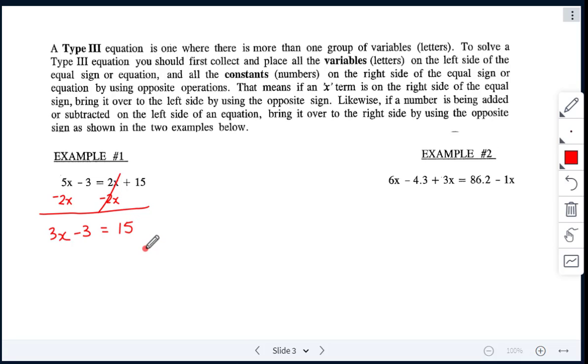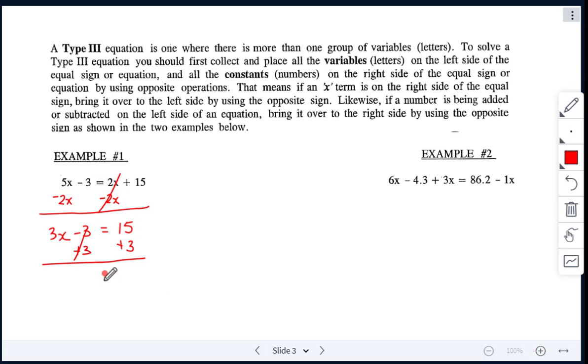Now it looks like a type 2 equation, which we just focused on last class. All right, so now we're going to solve this like a type 2 equation. So we're going to do any addition subtraction first. So we're going to take this minus 3. The opposite of that is adding 3. So we're going to add 3 to both sides.